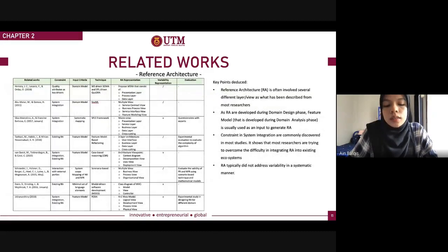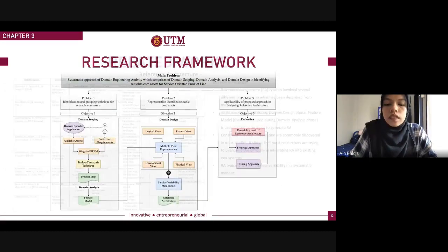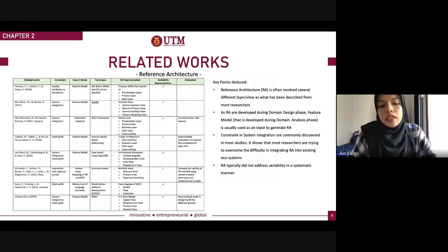Moving on, this table shows the result of literature review for reference architecture. The first obvious key point that can be deduced from this observation is that reference architecture is presented in several different layers or views. And as reference architecture is developed during the domain design phase, the feature model that is developed during domain analysis is usually used as the input to generate the reference architecture. But there are also some studies that use different kinds of input criteria to generate the reference architecture.